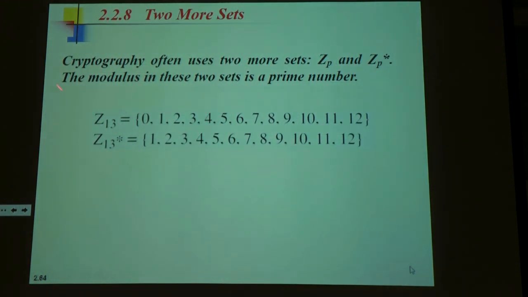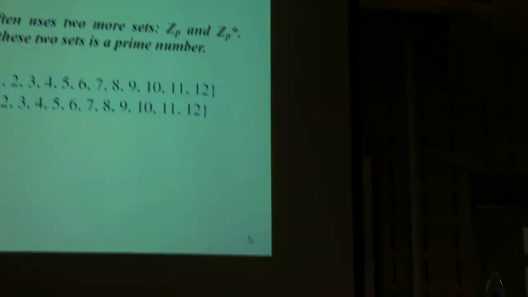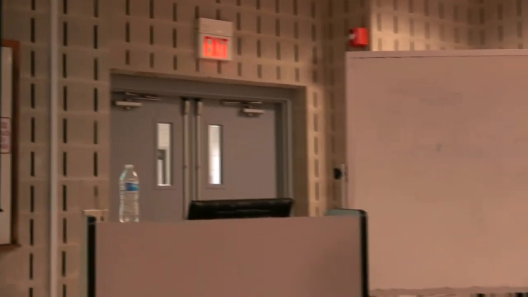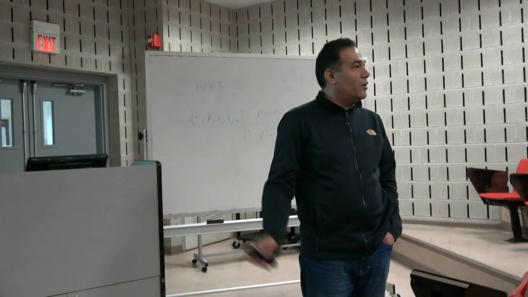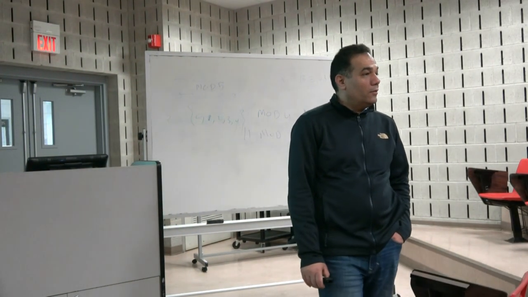Cryptography often uses two more sets, Zp and Zp*. What's Zp? The modulus in these two sets is a prime number. So Z13 is from 0 to 12, and in Z13* every number from 1 to 12 has a multiplicative inverse. Why does it have a multiplicative inverse for all the digits? Because it's a prime number. When you have a prime number, all the digits have a multiplicative inverse. Good?